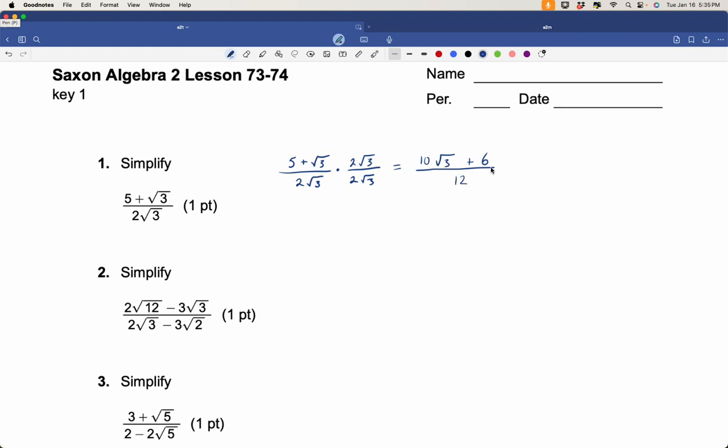All right, now I see that we can reduce some things here. We can divide everything by 2. And when we do that, I'm going to rewrite this so this is the second term, because that's the proper format. So 6 divided by 2 is 3. And 10 divided by 2 is 5. This remains the same. 12 divided by 2 is 6. And that would be the answer to this problem.